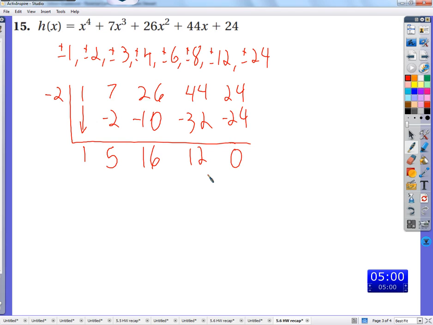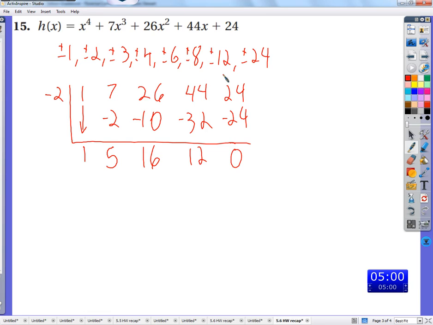We found negative 2 is a 0. Can we just set this up again with the same numbers, 1, 7, 26, 44? Like, we could just erase this work and put another number there? Make another guess? You can, right? And if you've found some more zeros, you know negative 1 would work. Put negative 1 there. That'll also give you 0. And there were some groups who tried every one of these numbers and got negative 1 and negative 2 as their zeros.